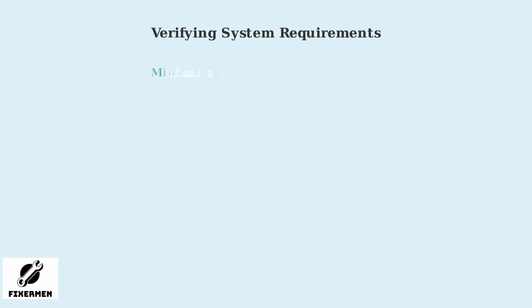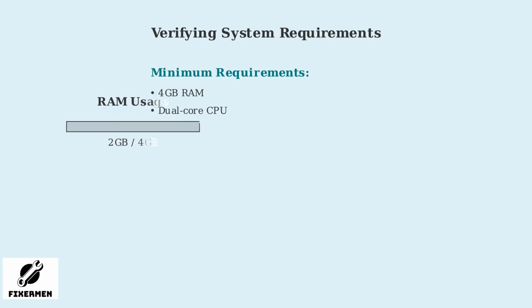Bongo Cat requires a minimum of 4 GB of RAM and a dual-core CPU to run smoothly. Ensure your system meets these minimum requirements. If you're running Bongo Cat on an underpowered system, especially with high-resolution visuals, it can overload and crash. Close unnecessary applications to free up system resources and try again. Consider lowering the visual settings within Bongo Cat if possible.